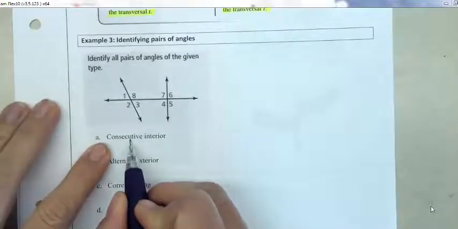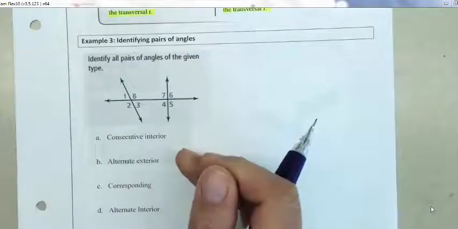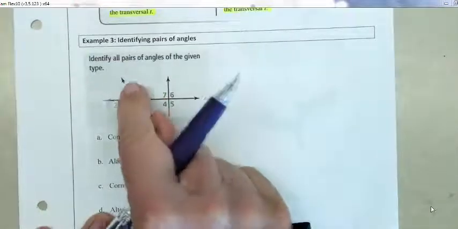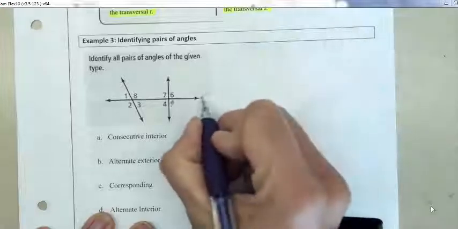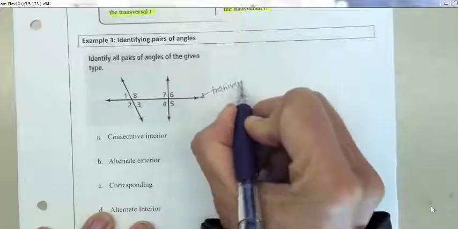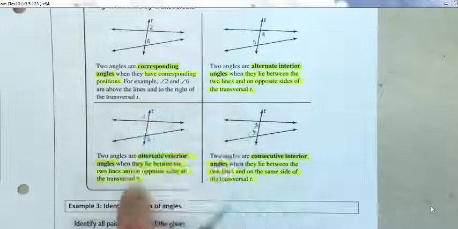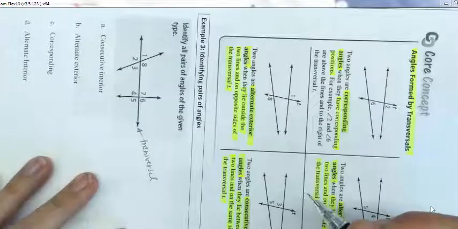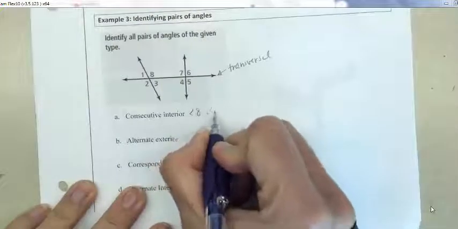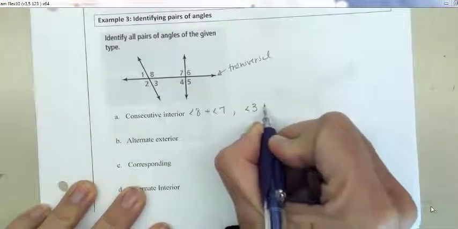So consecutive interior. First of all, let's identify what's my transversal. I've got two lines here being cut by a third line, so this is going to be my transversal. It might be helpful, because all of these have the two lines and then the transversal going up and down, to look at it like this. So consecutive interior, again, if you want to read the definition, they lie between the two lines and on the same side of the transversal. So between the two lines are 8 and 7, same side, and 3 and 4. So angle 8 and angle 7, and then angle 3 and angle 4.